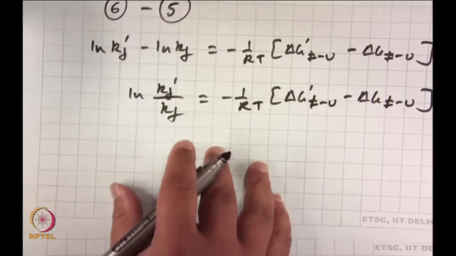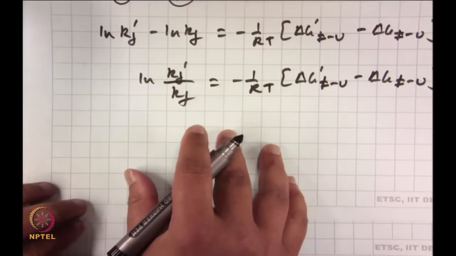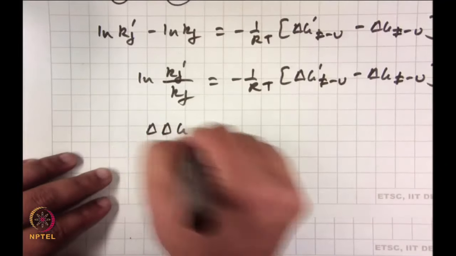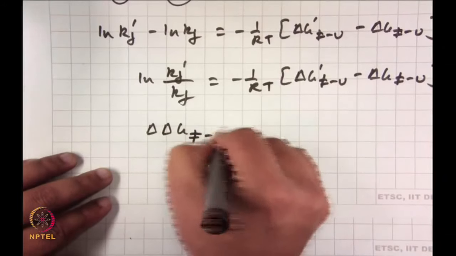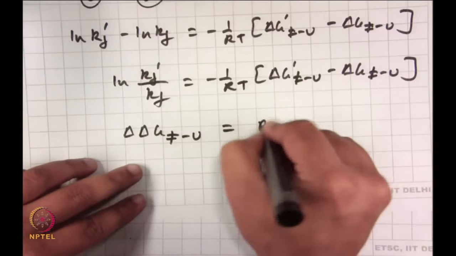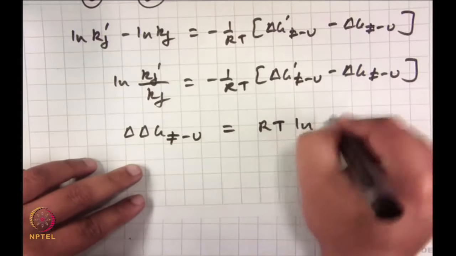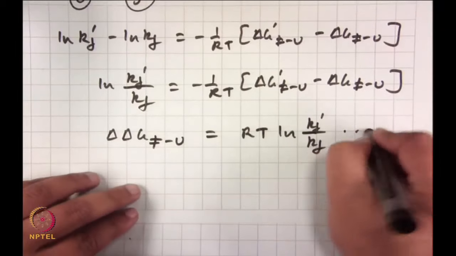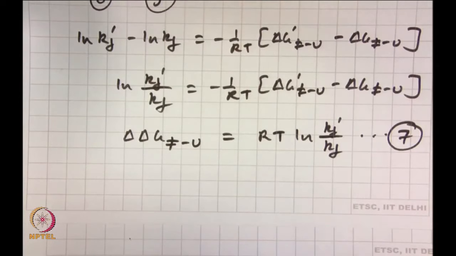Finally, I will introduce this term delta delta G u is equal to R T natural log k f prime over k f. Let us make this equation number 7. What is the significance of delta delta G? We have encountered this before.